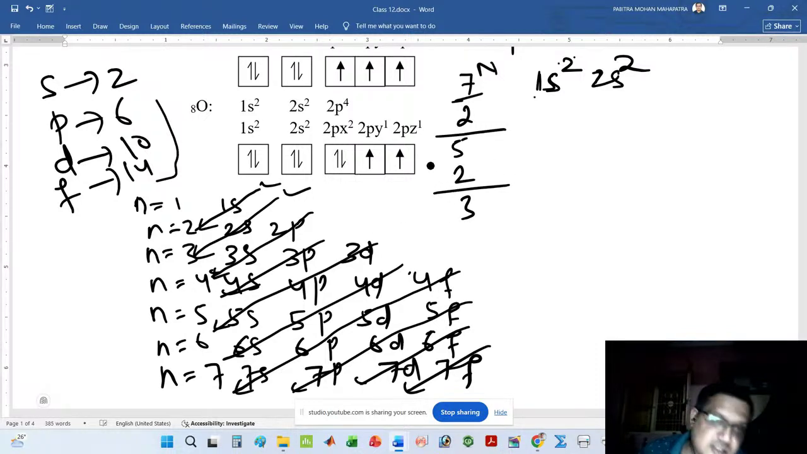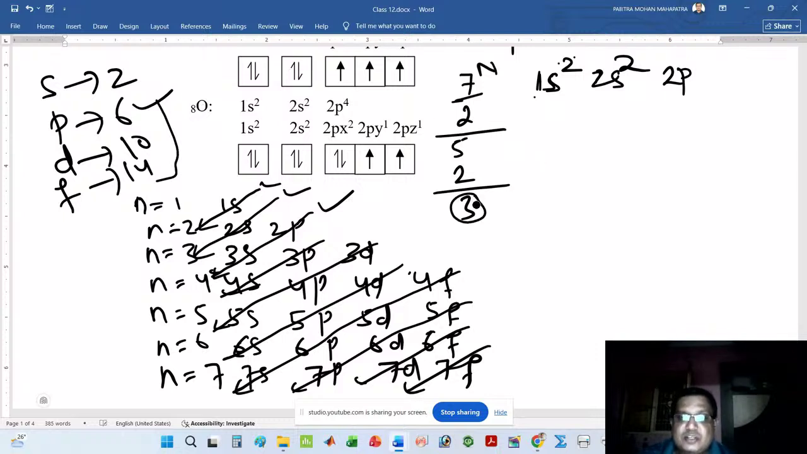So go to the next subshell. Here I will go to the third arrow, where 2p will come. Now P has a maximum of 6 electrons, but here the remaining electrons are 3. So give 3 electrons to 2p3. This is the electronic configuration of the nitrogen atom in terms of subshell.